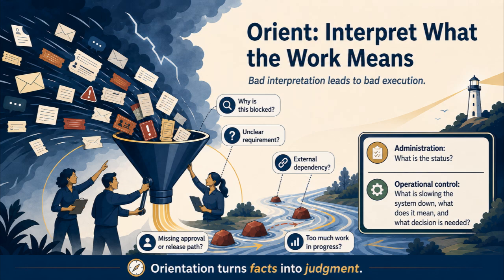This is where you become strategically useful. You are not just asking, what is the status? You are asking, what is slowing the system down? What does it mean? And what decision does the team need?